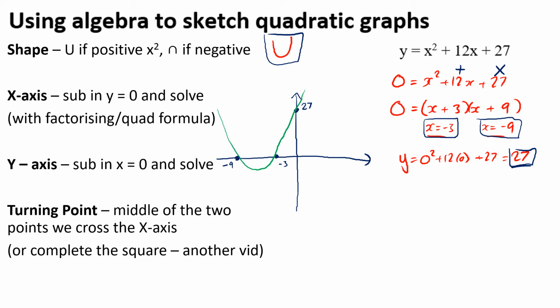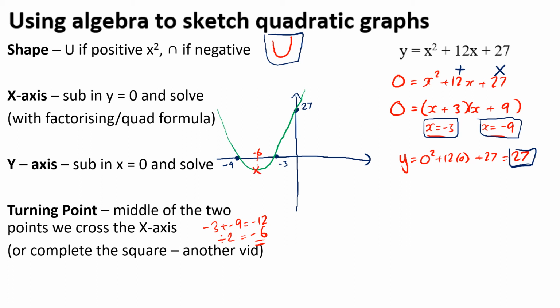Now, if you want to find the turning point, remember what we said, it's the middle of the 2 points where we cross the x-axis. So to find the middle of two things, we add them up, so that adds up to minus 12, and divide it by 2. So that adds up to minus 6. So its minimum point would be at minus 6. You could have also just said what's in the middle of minus 9 and minus 3 and just thought about it, to be fair. What's the y value there?